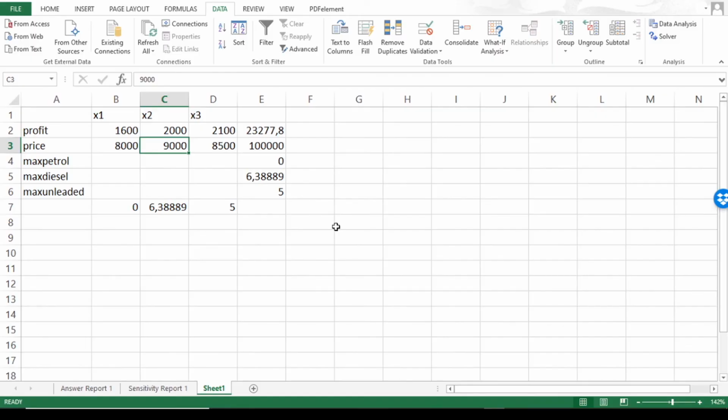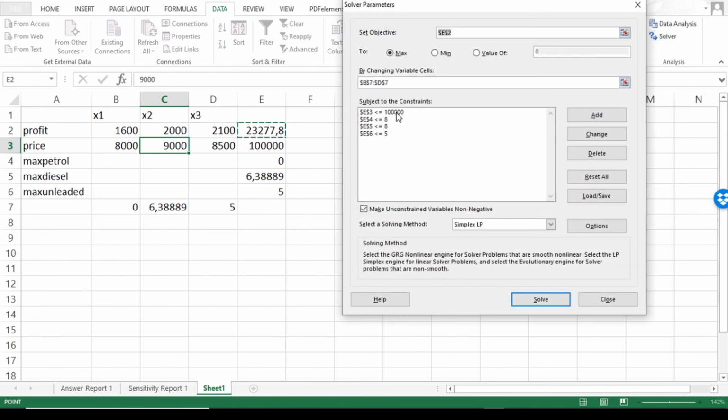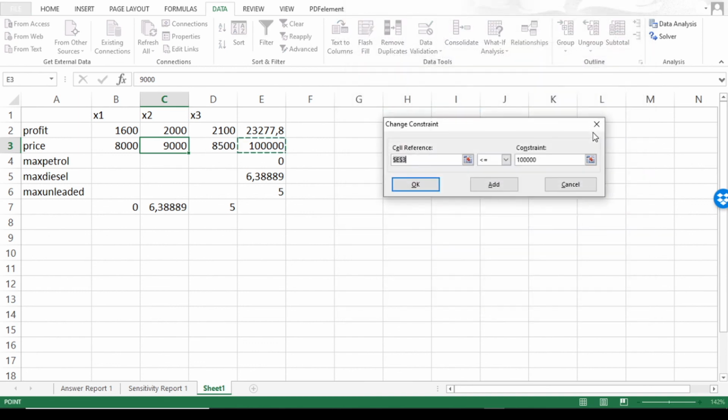Okay, here we have again the solution to example 56. What I'm going to do now is change the right-hand side value of the funds available. So I go to my Solver and then I click on this constraint and I want to change it. And now I'm changing this constraint right-hand side. First of all, I'm going to change it to a value.